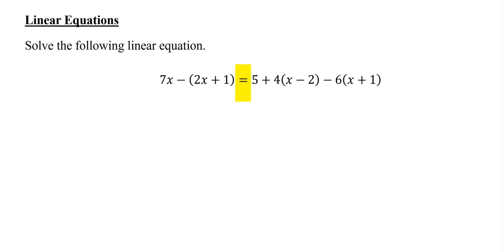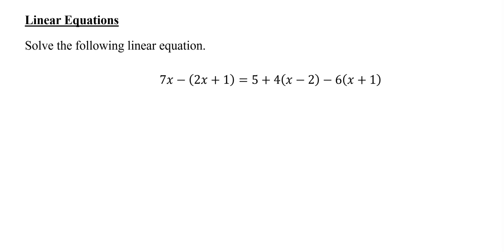What makes this linear is that the exponents are all 1. So these exponents are all 1. That's what makes this linear. And then it's an equation because there's an equal sign. So when you're solving linear equations, technically there could be no solutions, infinitely many solutions, or one solution. Usually there's one solution. Keep in mind it could be the other possibilities also.